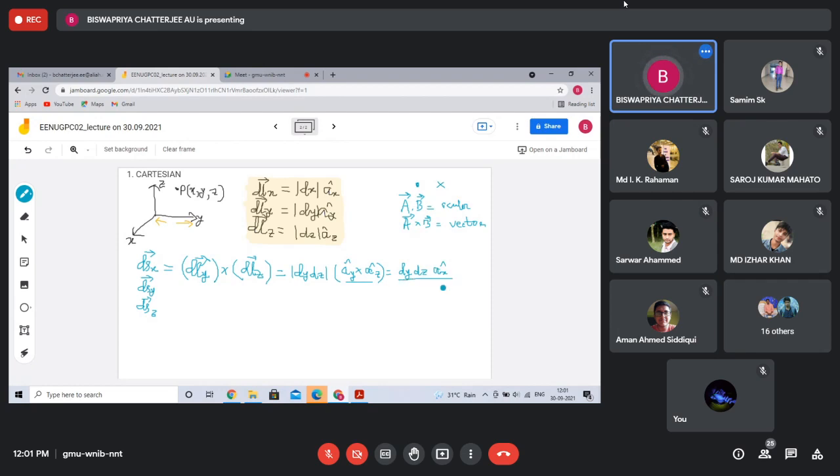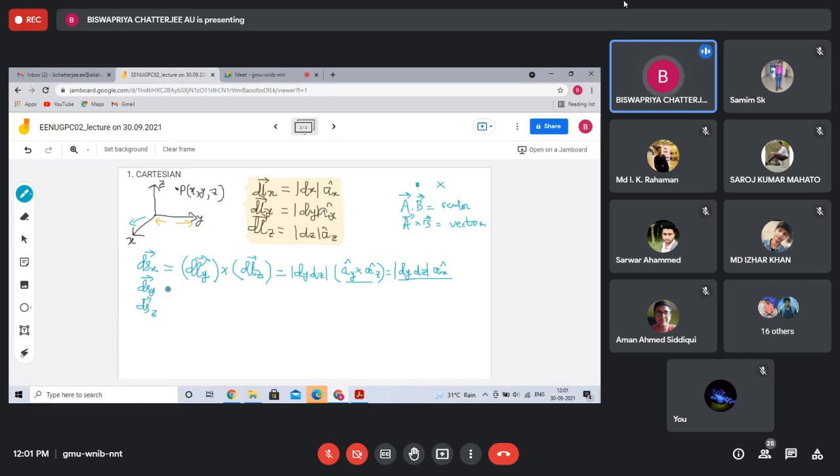You see, dy dz is the magnitude part, whereas ax is the unit vector part. So what does it signify? dsx is a vector quantity. That is, the constant-x surface is a vector quantity, and it is directed along the positive x direction.